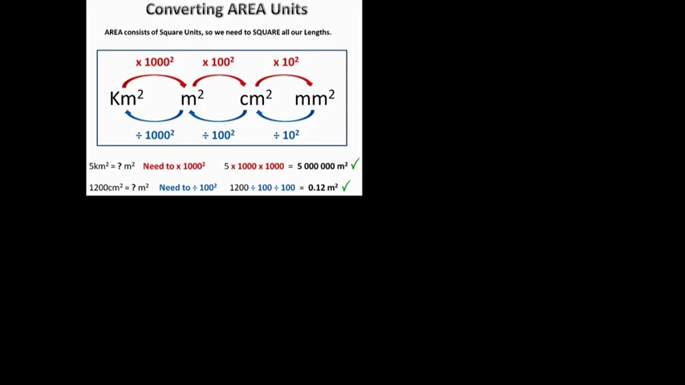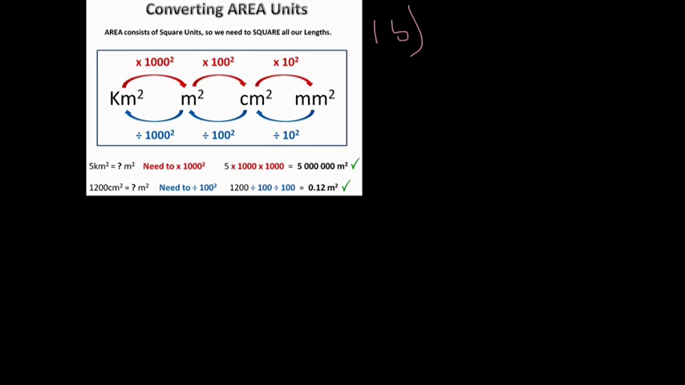When you look at this, hopefully you'll realise that everything's squared. You've got times 1,000 squared, times 100 squared, times 10 squared, divided by 10 squared, divided by 100 squared, divided by 1,000 squared. Why? Because area consists of square units, so we need to square all our lengths. So we'll practice by trying out question 1b.